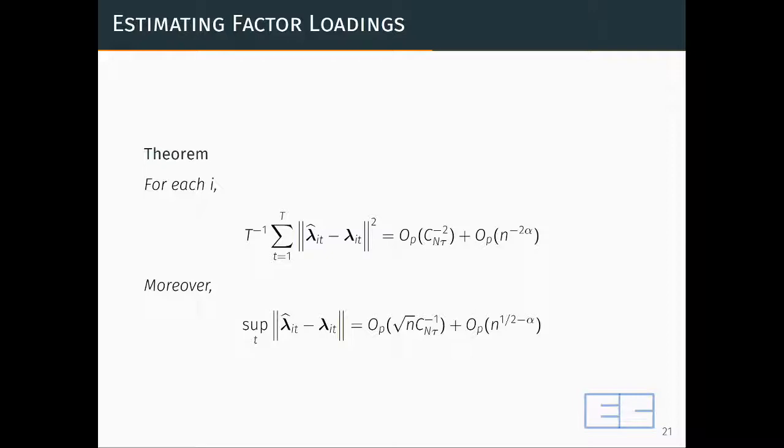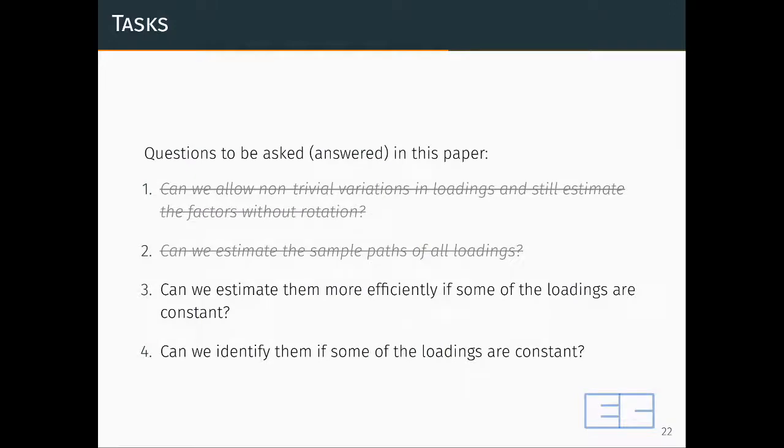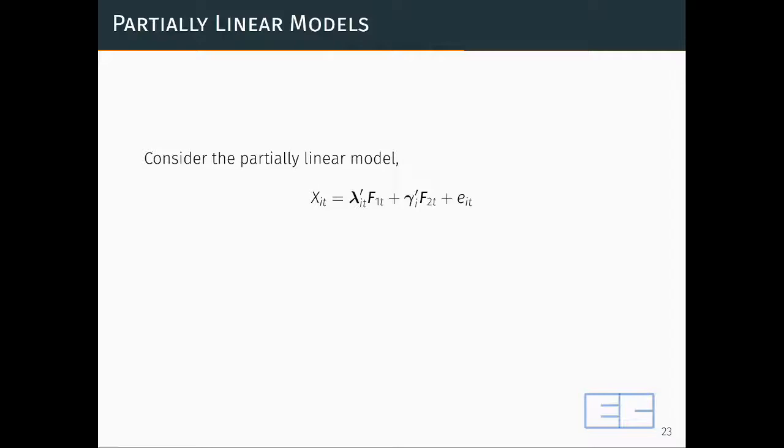One of the advantages of this spline estimator over a kernel estimator is that it can be easily modified to take into consideration the presence of constant loadings. So this allows us to answer the third and fourth questions raised at the very beginning. Now suppose that some factor loadings are constant, then we have a partially linear model. There are some factors f1 that have varying loadings and some other factors f2 that have constant loadings. It should be noted that for different i's, the compositions of f1 and f2 can be different.